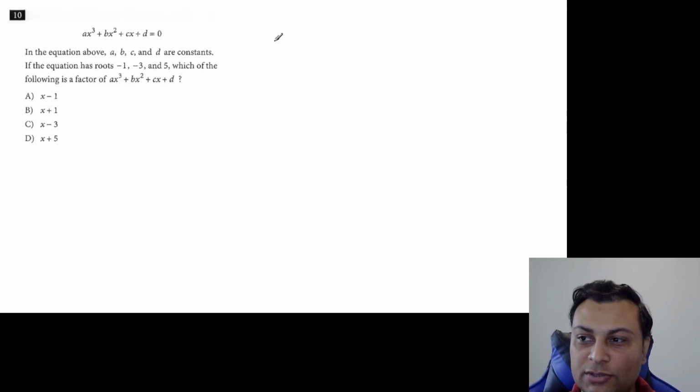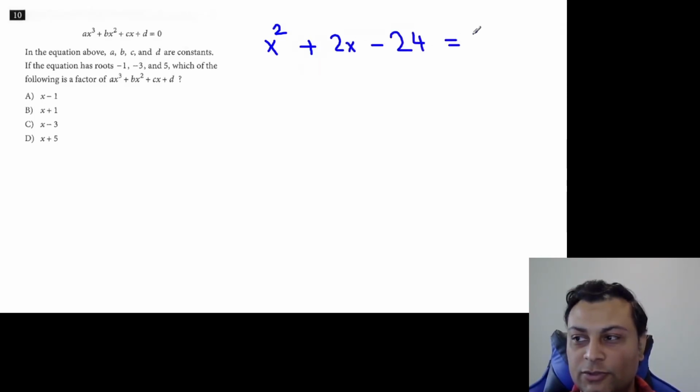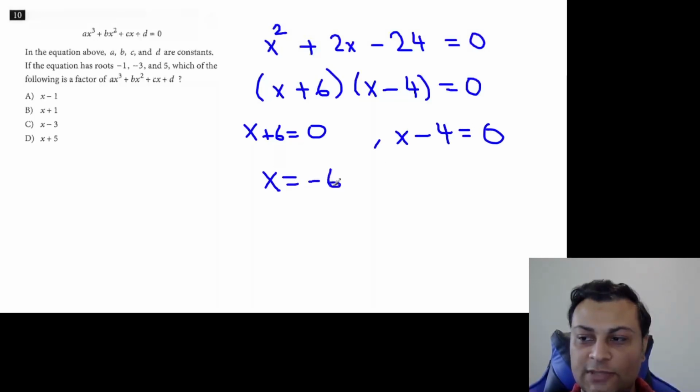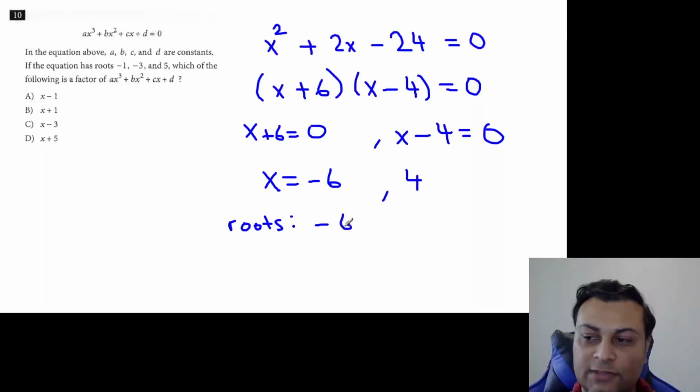If you had an equation x squared plus 2x minus 24 equals 0, one way you would solve this would be to factor it, and you would get x plus 6, x minus 4 equals 0. And when you solve this, you would get negative 6 and 4. I'll show you why. Let's do the zero product property. x plus 6 equals 0. x minus 4 equals 0. And you get x equals negative 6 and 4. Okay, so those are the roots. You can say the roots are negative 6 and 4.